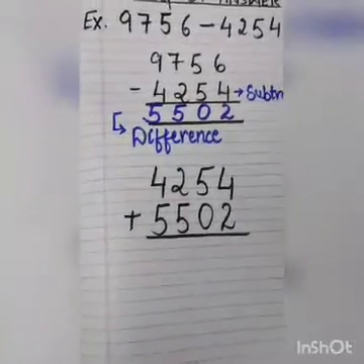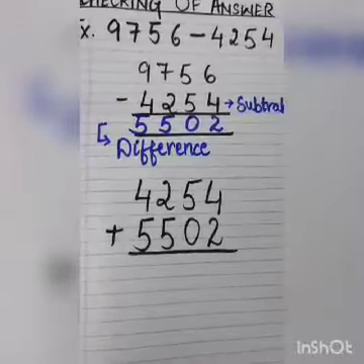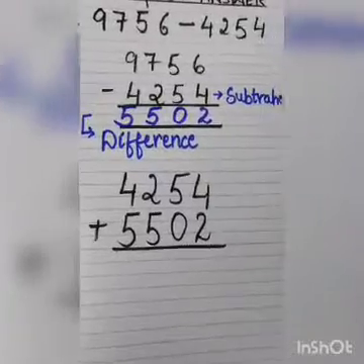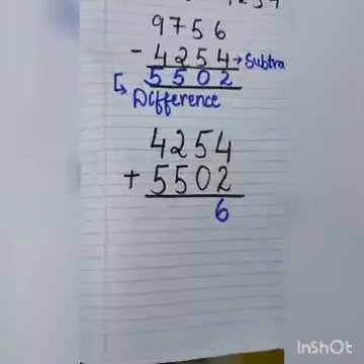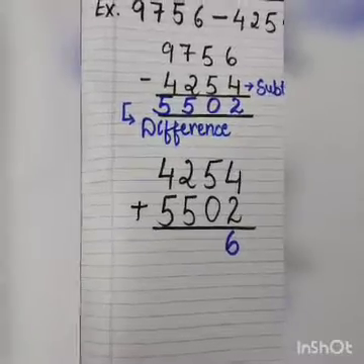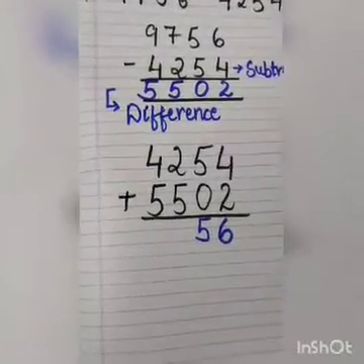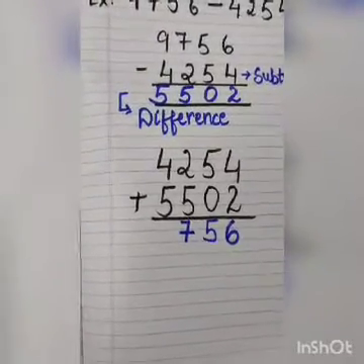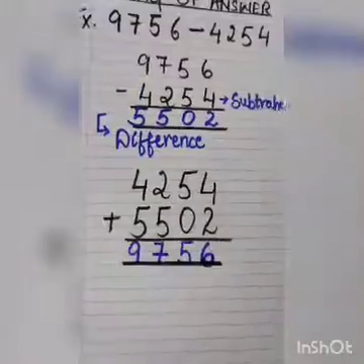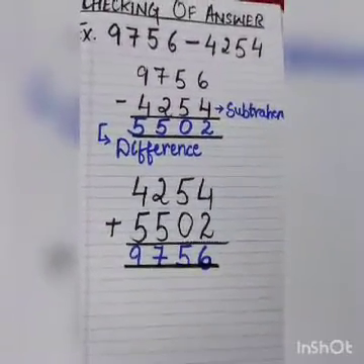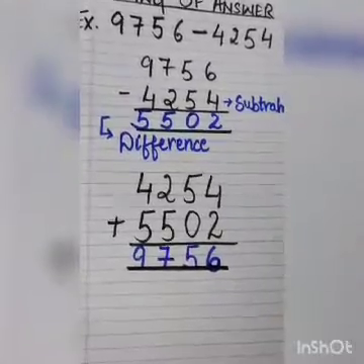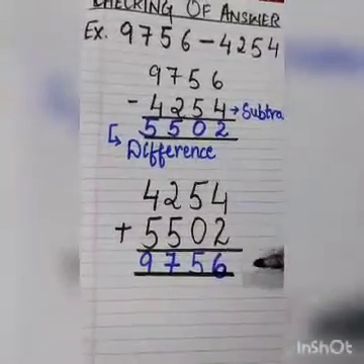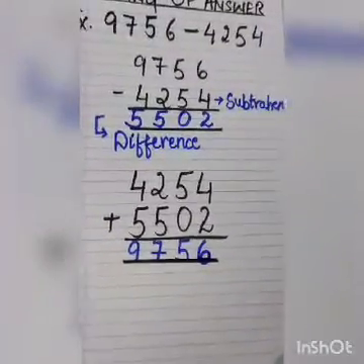Now we have here the subtrahend and the difference. We have to add them to get the minuend. That is, 4 plus 2 will give us 6. 5 plus 0 will give us 5. 2 plus 5 will give us 7. And last, 4 plus 5 will give us 9. So this clearly tells us that the first question, from where we started, is equal to the last one. Hence, this is the way to check our answers.